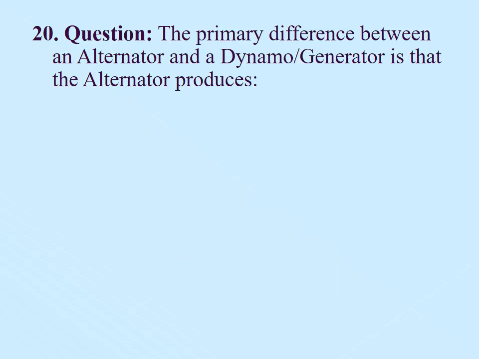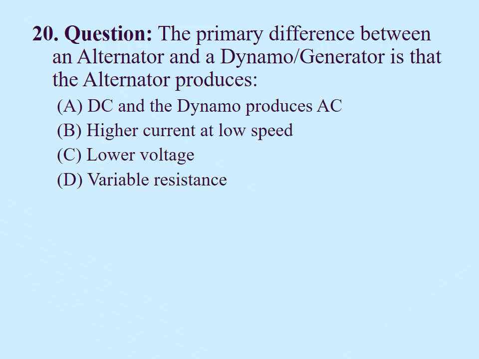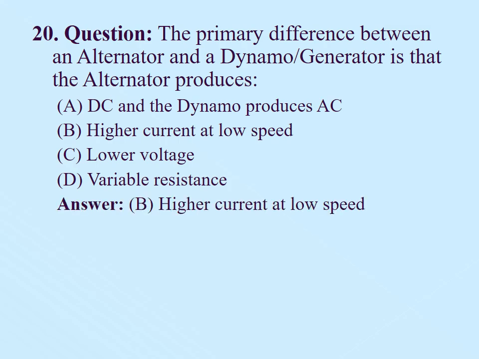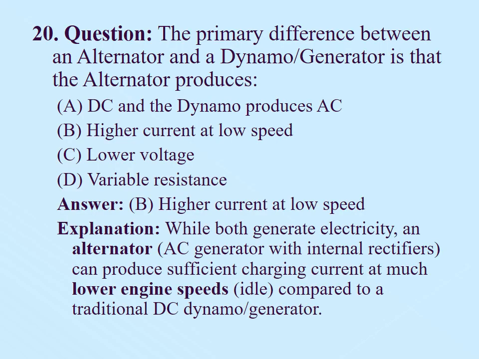Question 20. The primary difference between an alternator and a dynamo or generator is: A. The alternator produces DC and the dynamo produces AC. Option B. Higher current at a low speed. Option C. Lower voltage. Option D. Variable resistance. Answer is B. Higher current at a low speed. While both generate electricity, an alternator, an AC generator with internal rectifiers, can produce sufficient charging current at much lower engine speeds, idle, compared to a traditional DC dynamo generator.